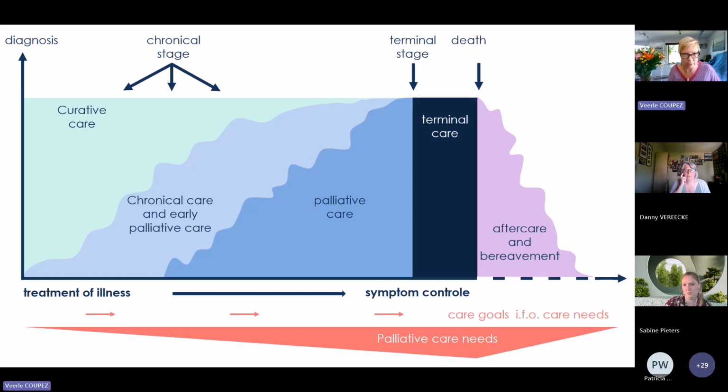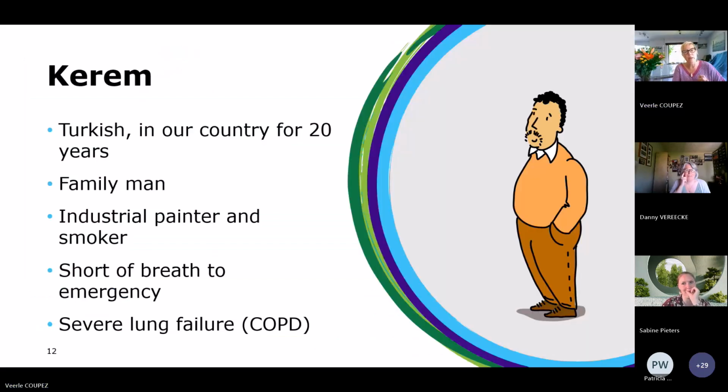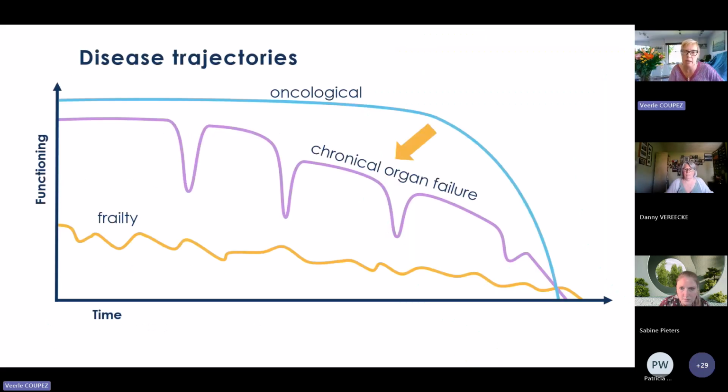So that was the difficult part, our diagram. Let's meet Kerem. Kerem is from Turkish descent. He's in our country for 20 years now. He's a family man and works as an industrial painter and smokes a lot. He comes to the emergency department and is very short of breath. He's diagnosed with severe lung failure. Just a question, where do you put him and on which disease trajectory?